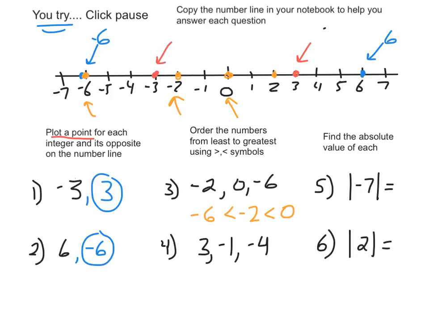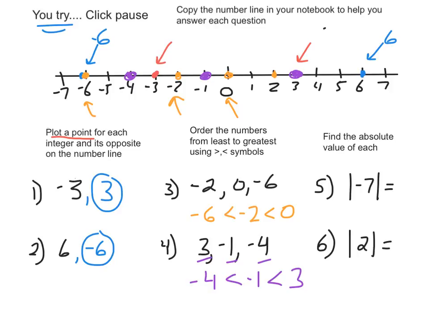Okay, one more. Grab a new color. 3, -1, and -4. So if I plot a point on each one of those in purple, and look at them from left to right on the number line, the number furthest to the left is going to be my smallest number. So -4 is less than -1, which is less than 3. From left to right, that is least to greatest.